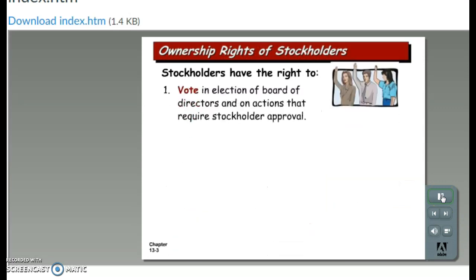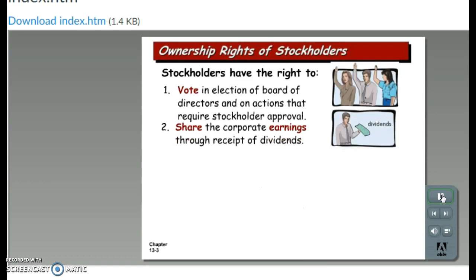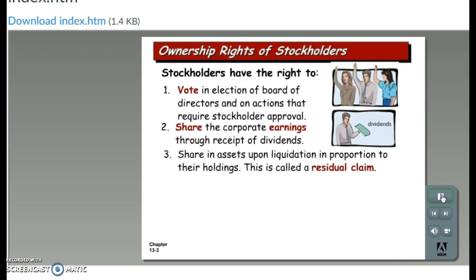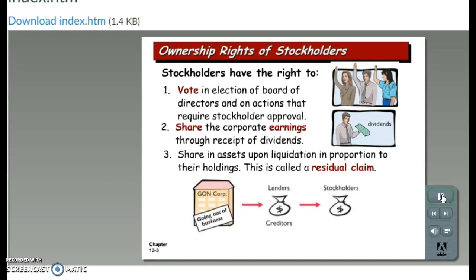Stockholders have the right to vote in the election of the board of directors, as well as other items that require stockholder approval. Some companies pay dividends to their shareholders. If the company liquidates, the shareholders have a right to share in any amounts left over after creditors have first been paid.